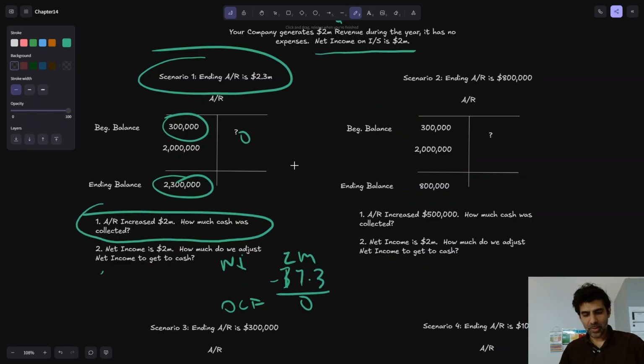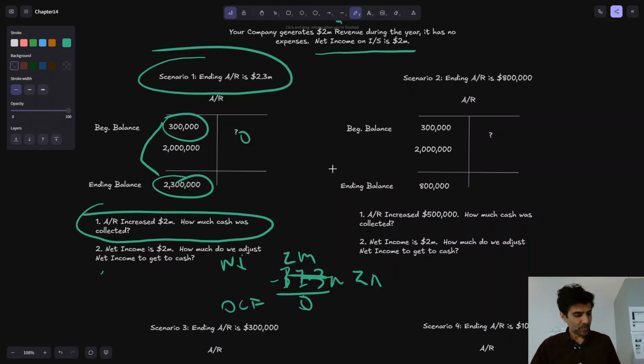If I do 2.3 million, then I will have a negative 300,000. It's only the change. Okay? I went from 300,000 to 2.3, which is a change of 2 million. That is my negative adjustment. Okay, so this is going to be just negative 2 million. And that will give me my 0 cash flow.